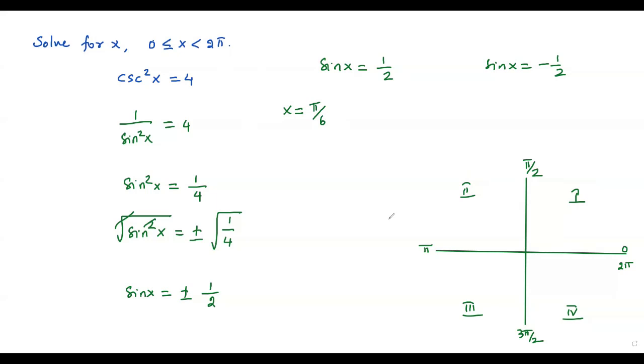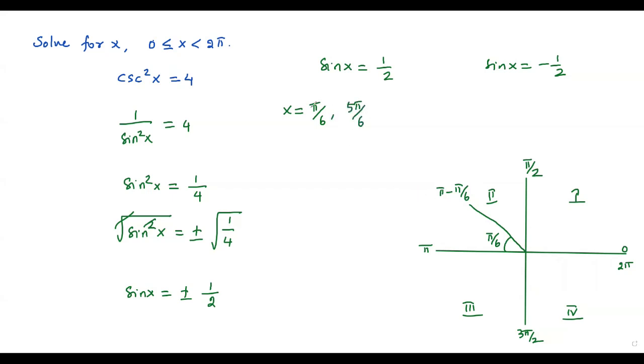Okay, now to get the angle measure in the second quadrant for which the value of sine is equal to 1/2, I have to consider the same pi over 6 as a reference angle. To find the angle measure in the second quadrant, I have to subtract this pi over 6 from pi. So pi minus pi over 6. When I simplify this, I'm getting 6 pi minus pi, that is 5 pi over 6.